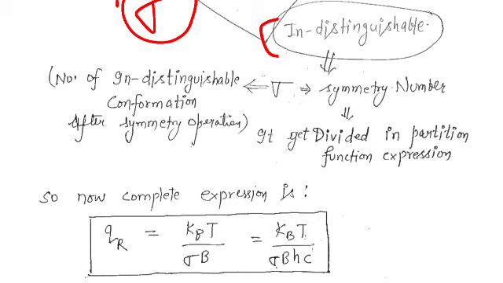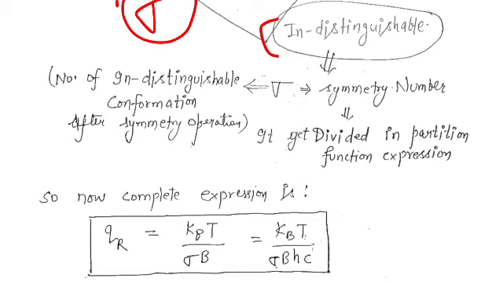So this sigma is the factor which comes in this expression. If you see, QR equals KBT upon, so this sigma we will put here. So this expression is now complete for the rotational partition function. Alright, so what is this sigma? This sigma is the number of indistinguishable conformations after symmetry operations.